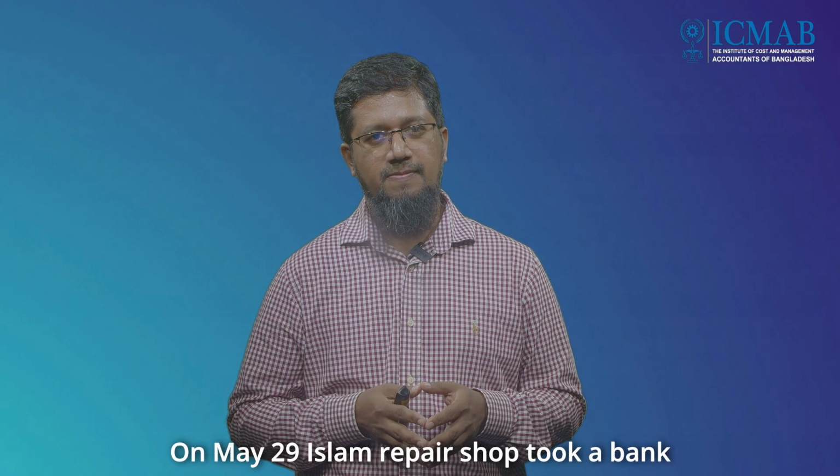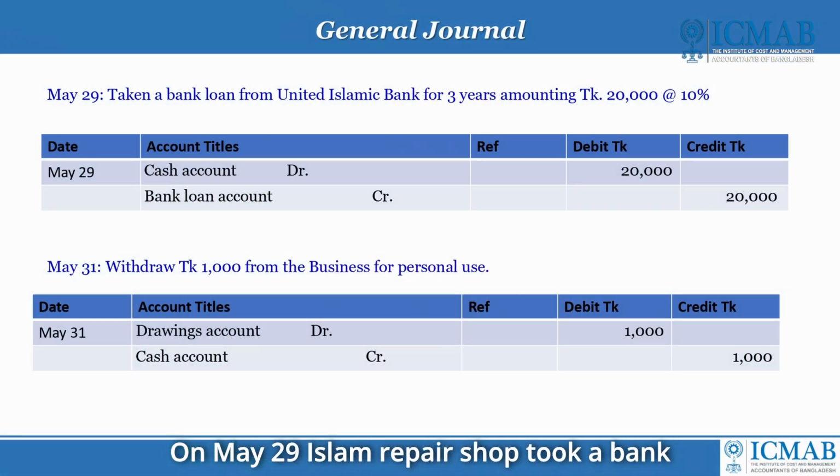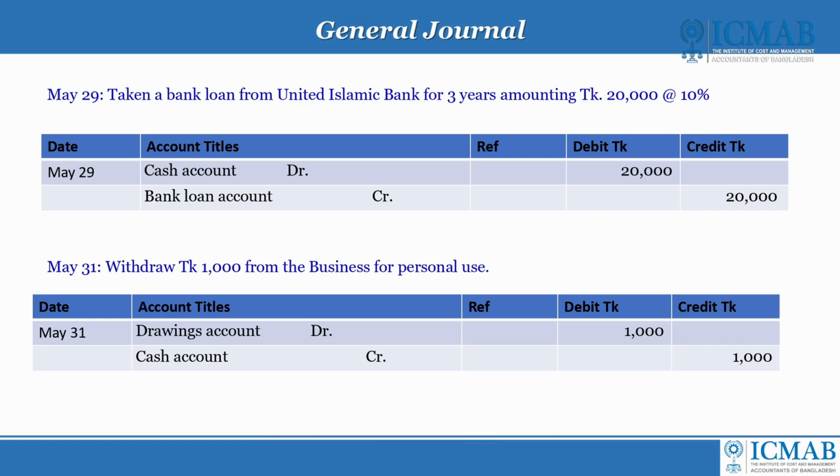On May 29, Islam Repair Shop took a bank loan from United Islamic Bank for 3 years amounting Taka 20,000 at the rate of 10%. So as it has taken a bank loan, liability has increased and cash has also increased. So the journal entry should be cash account debit 20,000 and bank loan account credit 20,000.